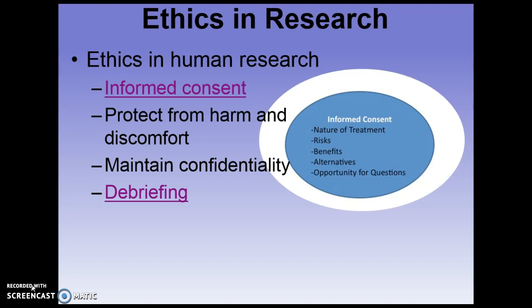Values can also color the facts. As we noted earlier, our preconceptions can bias our observations and interpretations. Sometimes we see what we want or what we expect. Even the words we use to describe something can reflect our values. In psychology and in everyday speech, labels describe and labels evaluate.